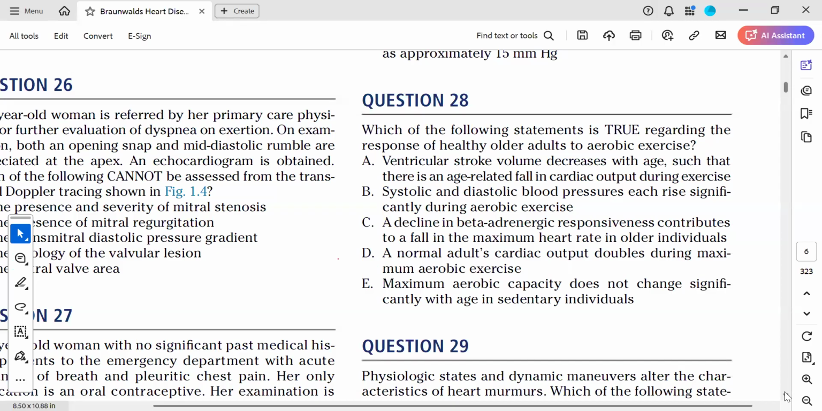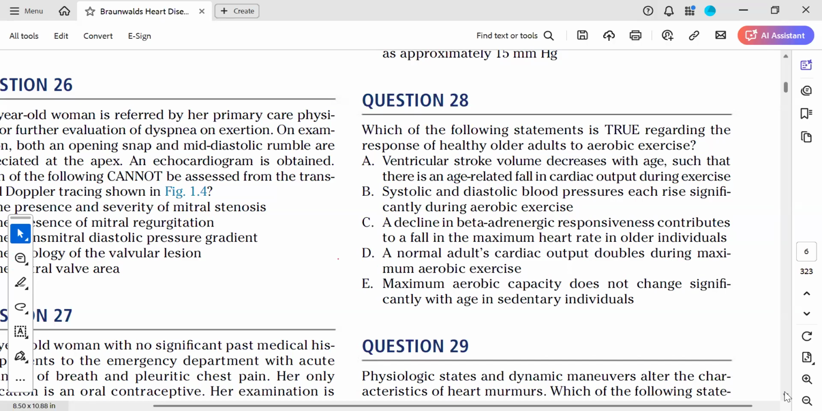Now, going to the question, option A said the ventricular systolic volume decreases with age, shows that there is an age-related fall in cardiac output during exercise. The stroke volume is usually preserved. The fall in cardiac output that we see in an elderly patient is because of the blunted heart rate. As such, the fall in cardiac output is usually from the fall in the heart rate. Now, that makes that one a false statement.